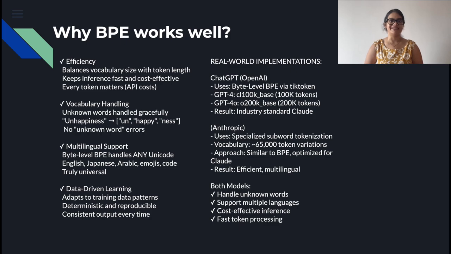First, efficiency. BPE discovers the most common patterns and creates tokens for them. But it also balances vocabulary size with token sequence length. This keeps inference fast and cost effective. That's crucial because every token costs money when you are calling an API.